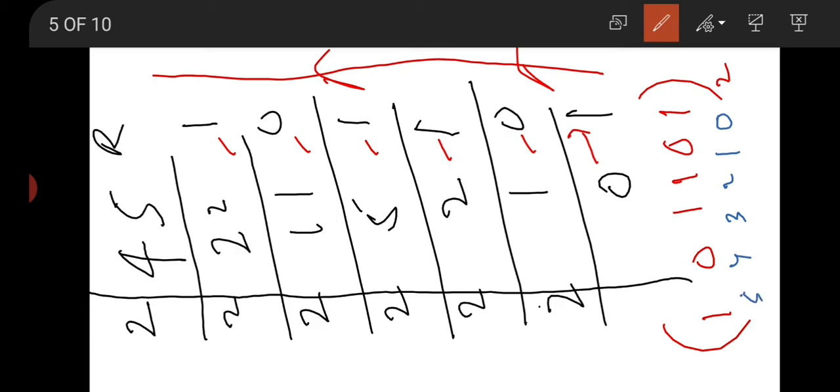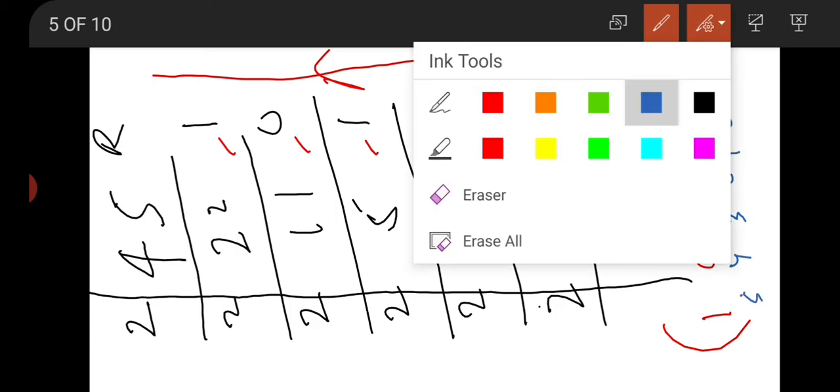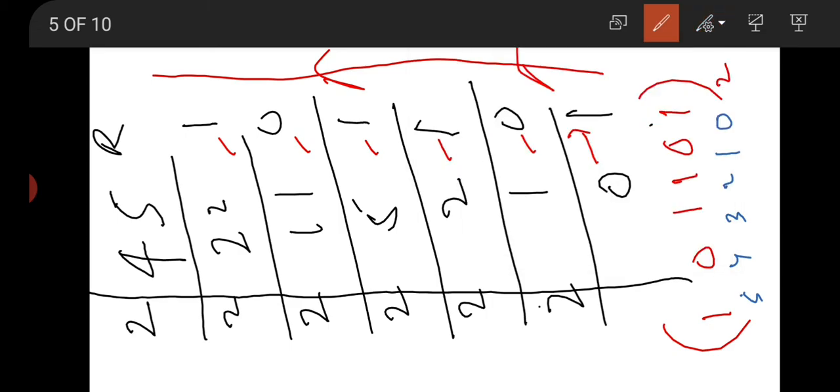Now wherever the digit is 0, this 0 will give 0, because everything multiplied by 0 will give 0. Then we have to calculate only the values at the positions of 1. Here this value is 1 into 2 to the power 0, that means 1.